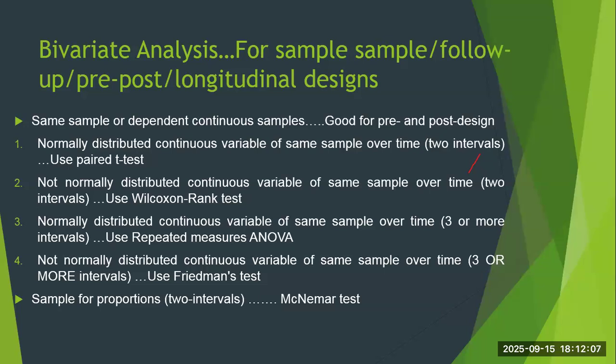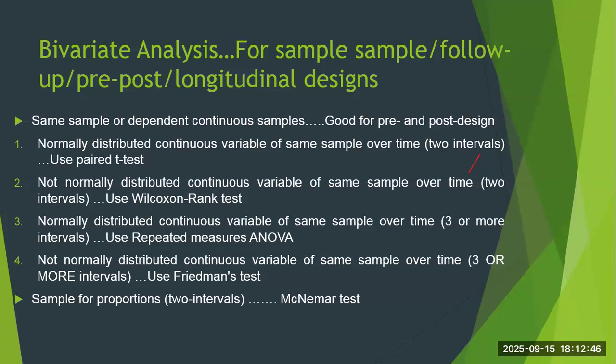But if you measured more than 2 times, like 3 or more times, and it is normally distributed, use repeated measures ANOVA. Repeated measures ANOVA is not ANOVA. ANOVA is for the independent sample. But repeated measures ANOVA is for paired samples that you measured at more than 2 intervals. Then, if it is not normally distributed and it is more than 2 intervals, that's 3 or more, use what you call Friedman's test. Is that clear in our heads?